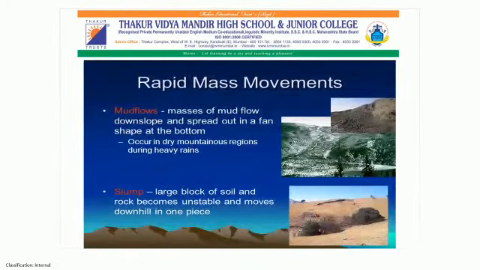Rapid mass movements. Mud flows. Masses of mud flow downslope and spread out in a fan shape at the bottom. It occurs in dry mountainous regions during heavy rains.